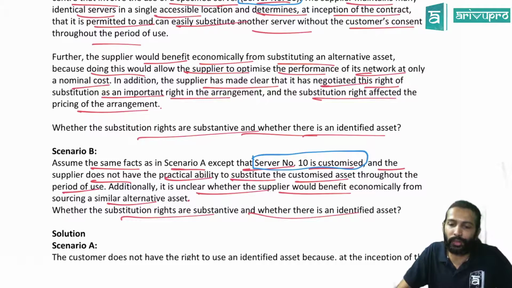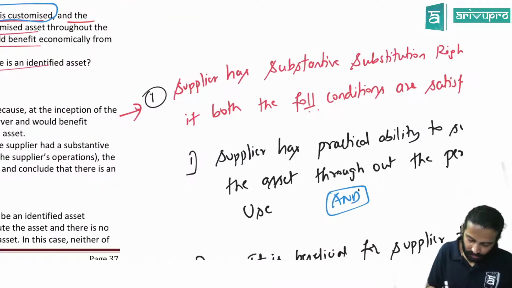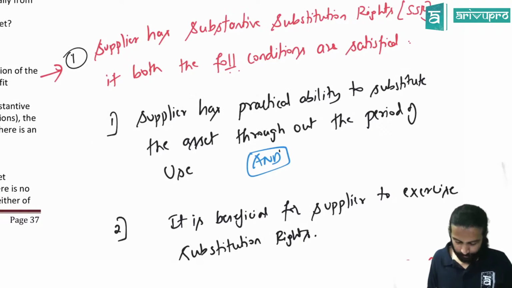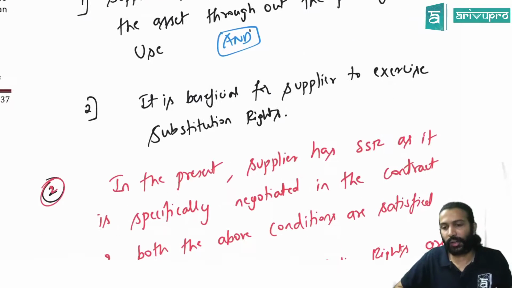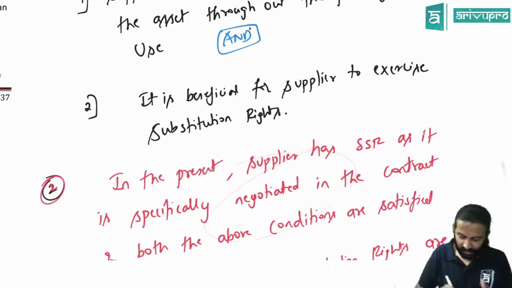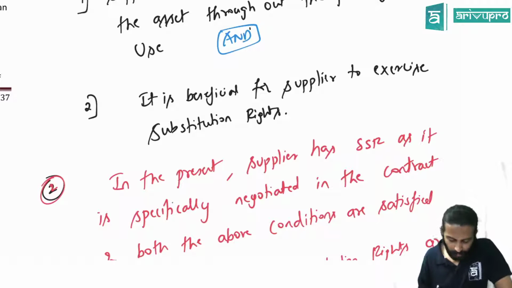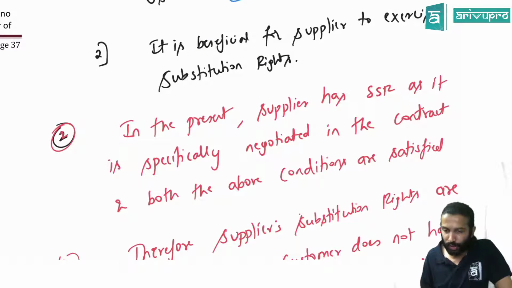Here in this case, what will you say? First, you will call out the same point: supplier has SSR if these two conditions are satisfied. In the present case, what will you write? First you have to write in the present case it is a customized asset. Hence, supplier does not have a practical ability to substitute the asset throughout the period of use. And it is unclear whether he will benefit by substituting.